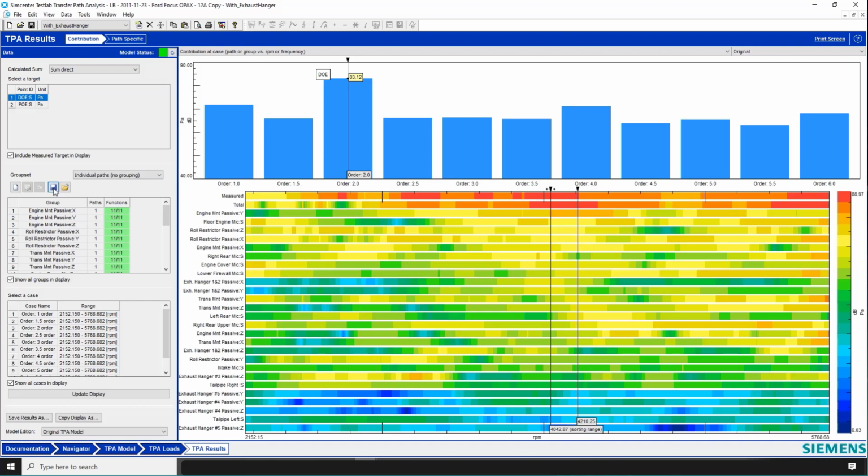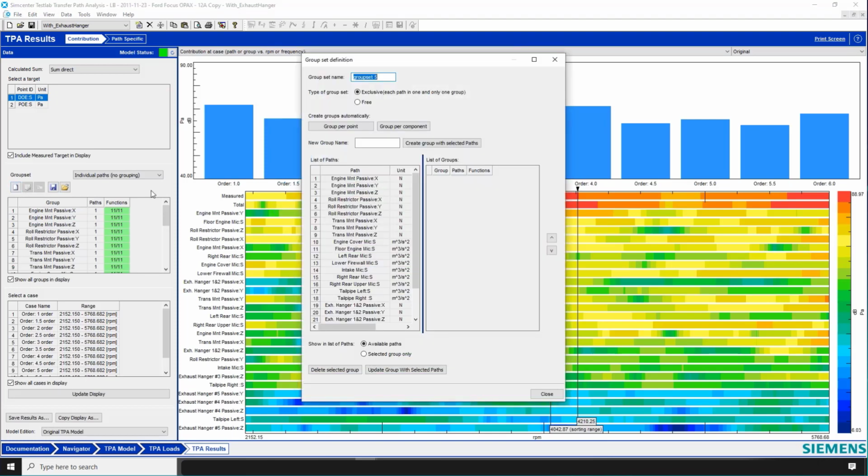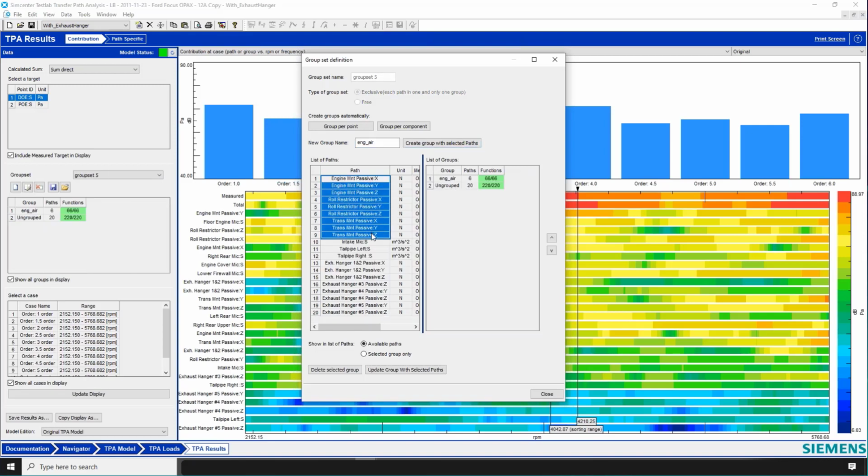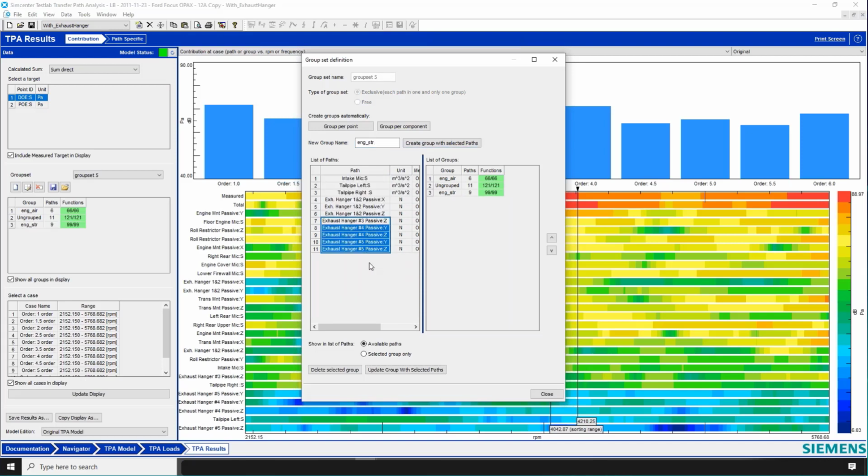And part of what the software can do for you is create groups. We said there's airborne off of the engine. If I grab all the airbornes around the engine, I could call this engine airborne. Create a group like that. And then I've got these engine structure-borne paths, for example. I can create a group. Got those exhaust hangers, which I need to run out and buy when I'm done here.